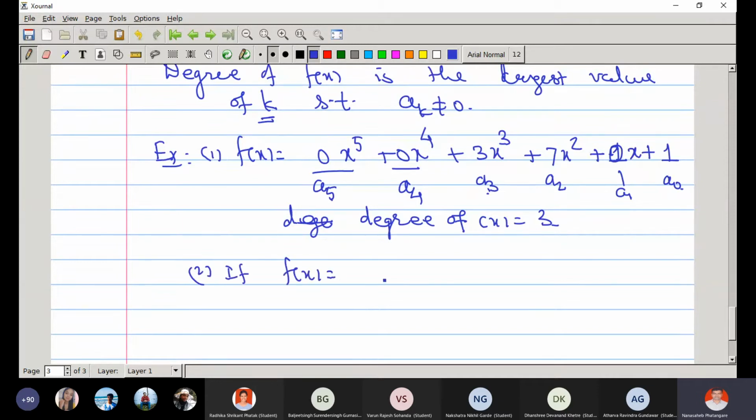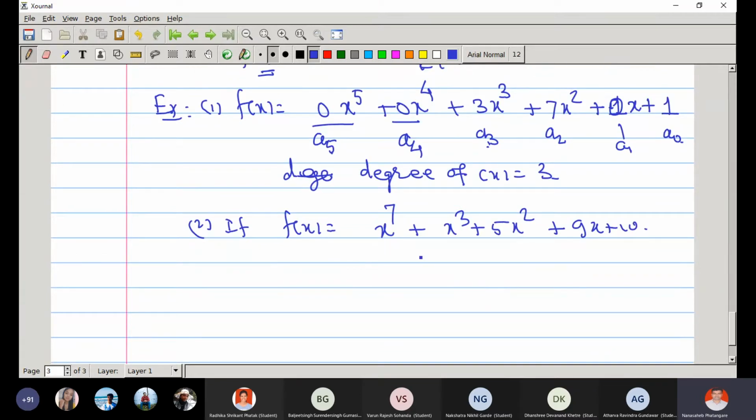So if f(x) is equal to x raised to 7 plus x raised to 3 plus 5x squared plus 9x plus 10, what is the degree? 7. Right, because I can also write this polynomial as x raised to 7 plus 0 times x raised to 6 plus 0 times x raised to 5 plus 0 times x raised to 4 plus x raised to 3. The coefficient here is 1. Plus 5 times x raised to 2 plus 9 times x plus 10.